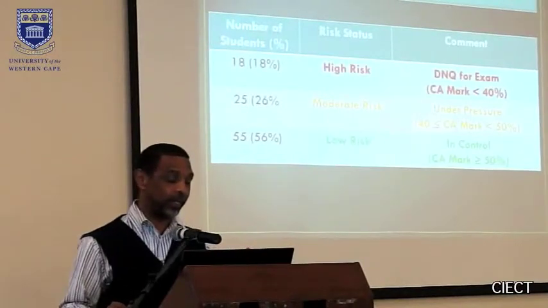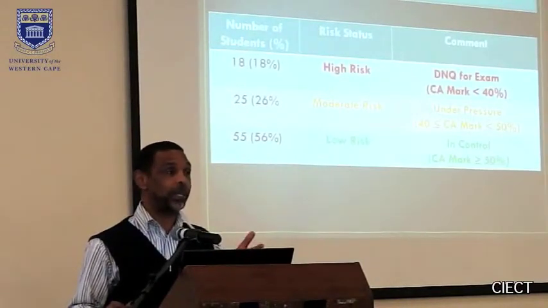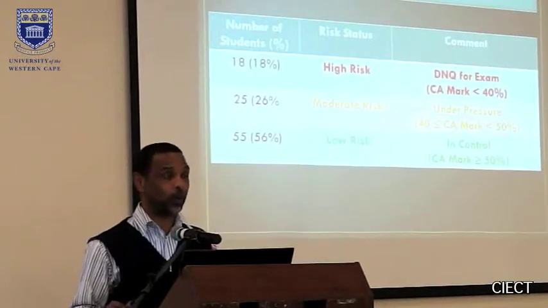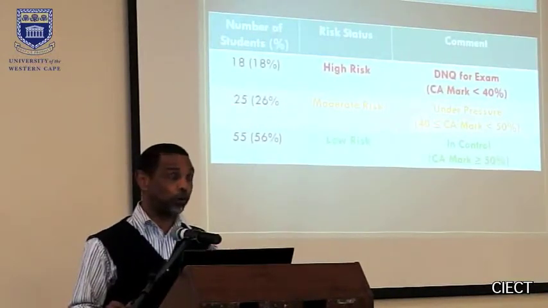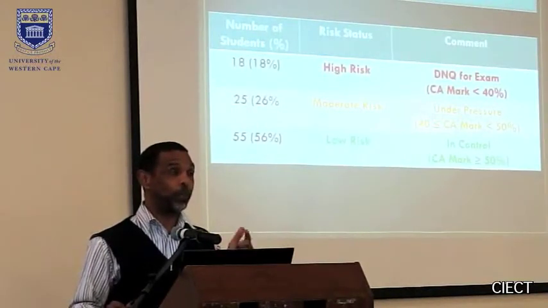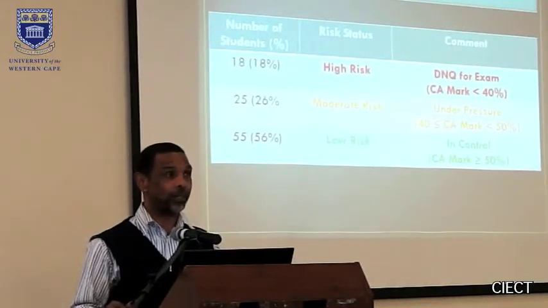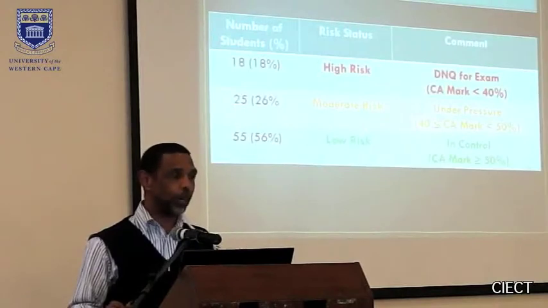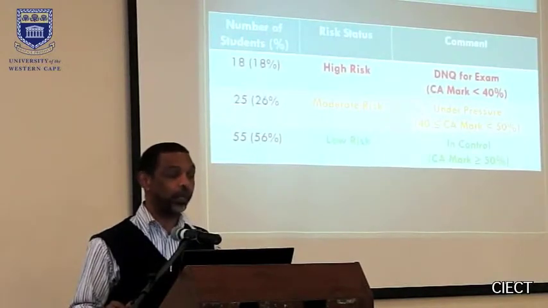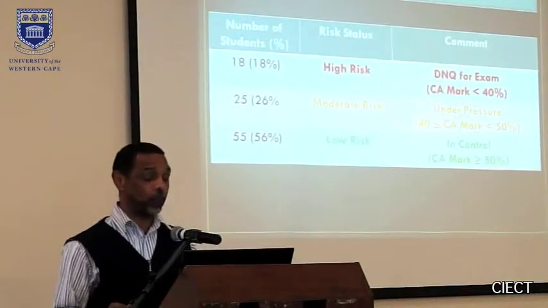And the difference here is that we use 60% of the CA mark towards the final mark. And so these are students who are not very academically strong. So for them to get 60% in the exam to make up for this deficit is going to be very taxing on these students. And the low risk, I'm assuming, is going to be very good in the exam as well, and they'll do quite well.